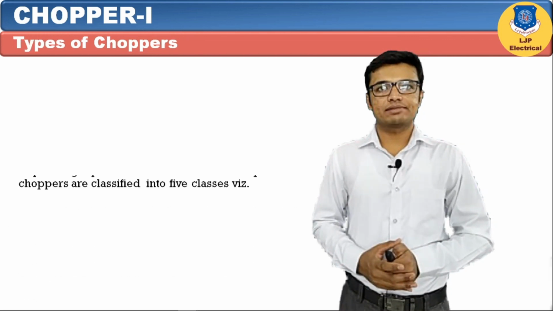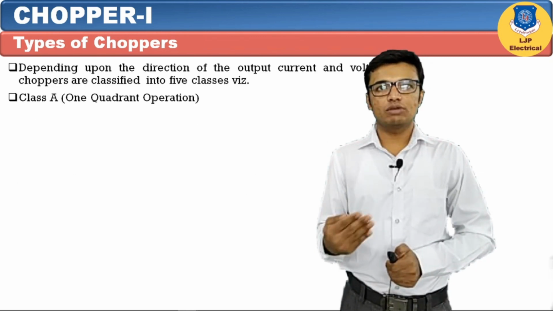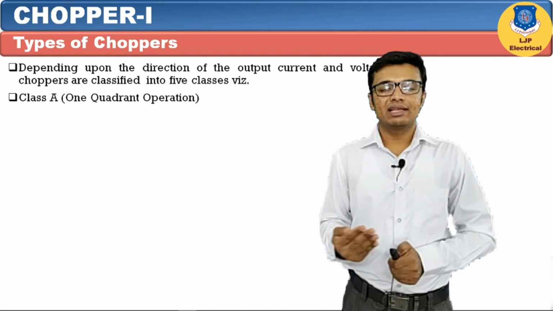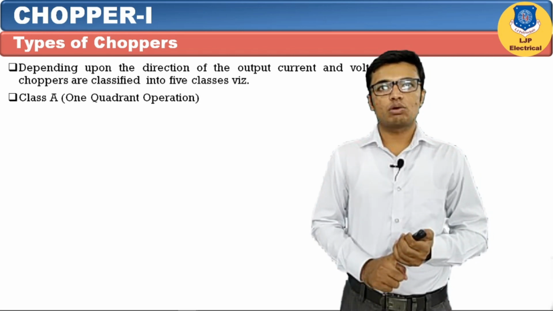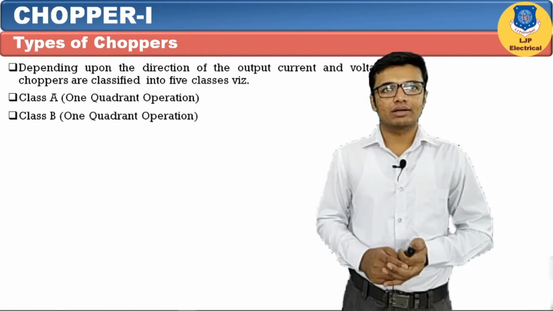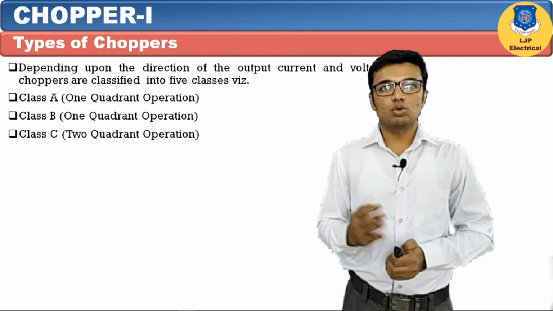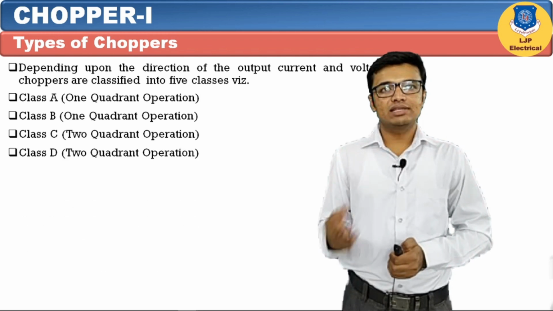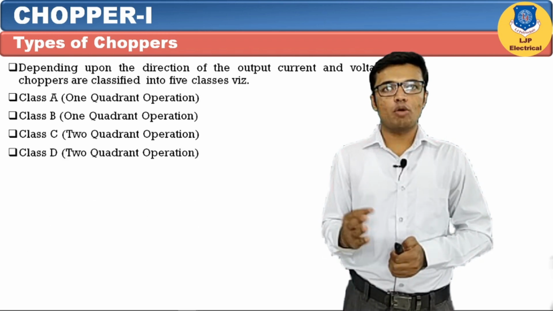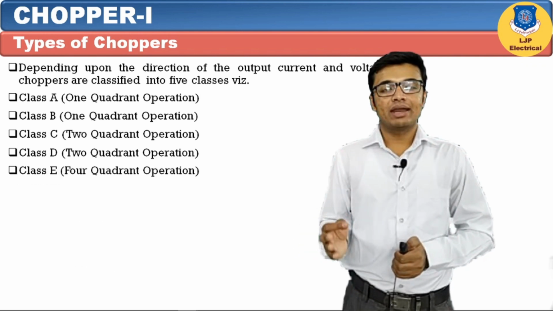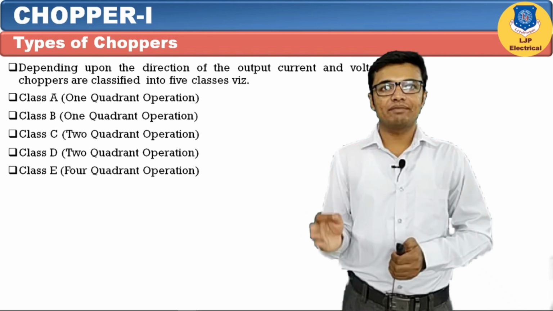Let's start with the various types of chopper. Depending upon the direction of output current and voltage, chopper can be classified into different types. That is, class A chopper, a first quadrant chopper. Next is class B chopper, a second quadrant chopper. Class C chopper is a two quadrant chopper, operating in first quadrant and second quadrant. Class D chopper is also a two quadrant chopper, operating in first quadrant and fourth quadrant. The last one is class E chopper, a four quadrant chopper, which means it will operate in first, second, third and fourth quadrant.